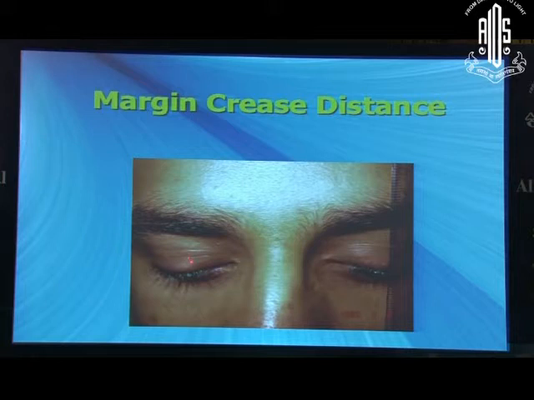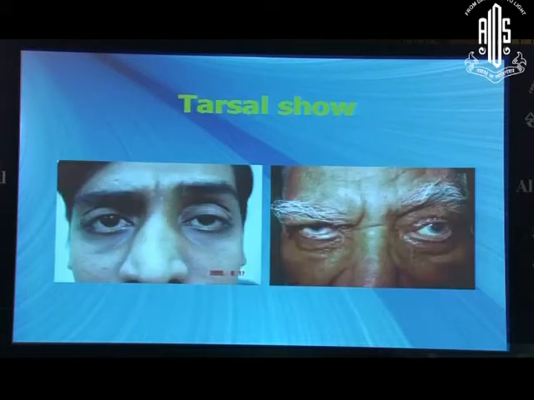Then margin crease distance, which is the distance in the downward gaze between the eyelid margin and the principal crease or the most prominent crease, constitutes the so-called margin crease distance, which must be measured. It is important in congenital ptosis in order to create a similar situation when you operate the pathological eye. You need to have the measurements on the normal side, but also because it is altered in cases of aponeurotic ptosis, where you have an aponeurosis dehiscence and the crease recesses. So the clue to that diagnosis comes from margin crease distance.